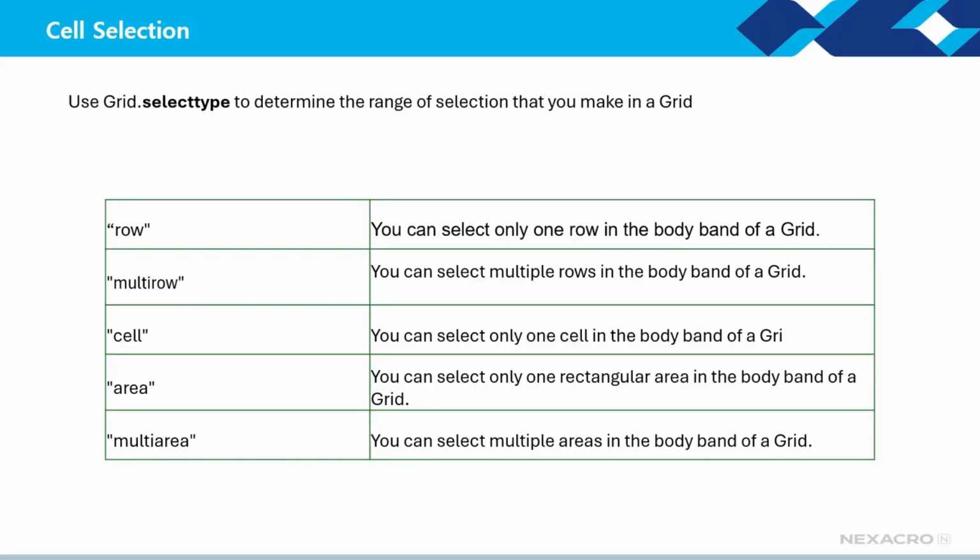You can change the selection type of the data using the select type property of the grid. Select type can have values like row for a single row, multi-row for multiple rows, cell for a single cell, area for multiple cells, and then there is also a multi-area.